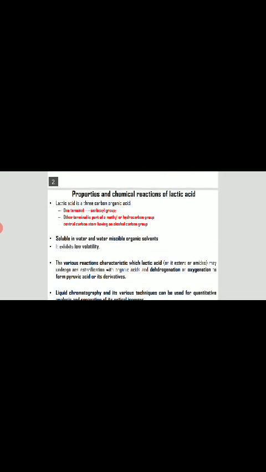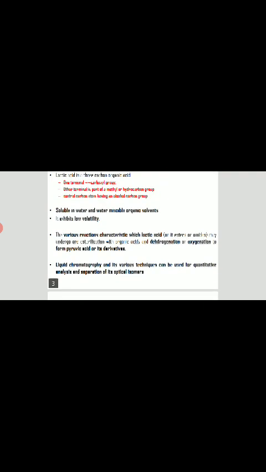When we talk about the properties and chemical reactions of lactic acid, firstly, the structure of lactic acid. It is a 3 carbon organic acid where at one terminal there will be a carboxyl group. On the other terminal, there will be one hydrocarbon group, and on the central carbon atom, there will be an alcohol group. It is soluble in water and water miscible organic solvents. That's why it has low volatility.